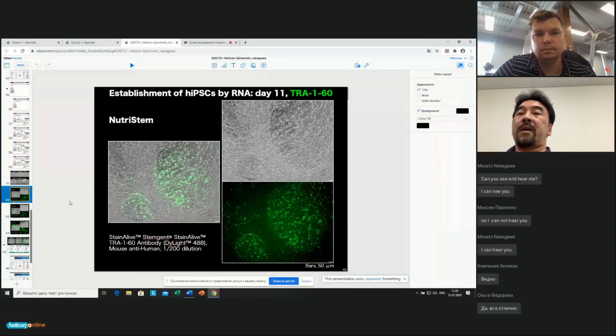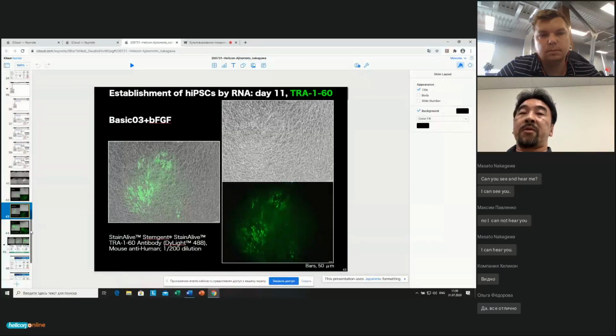The colonies and the cells are stained with Tra-1-60 antibody at day 11. This is a result of the Nutristem medium. As you can see, the colony is stained with Tra-1-60. You can see the green signals in the colonies. Next slide, please.